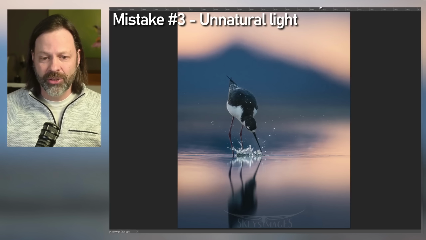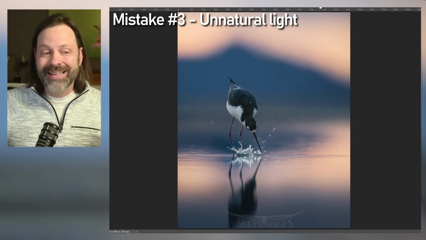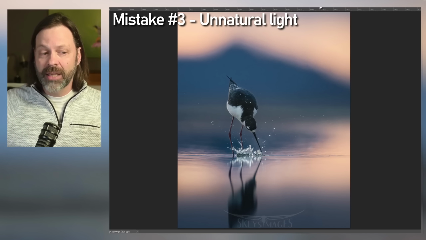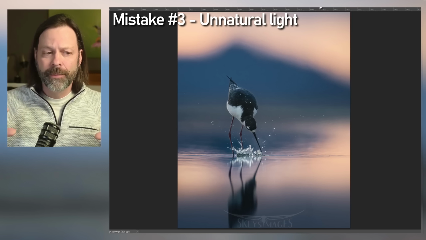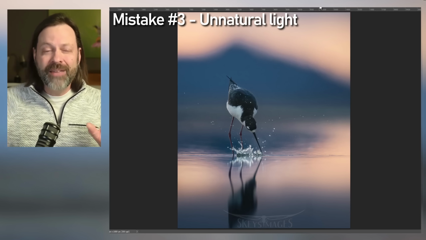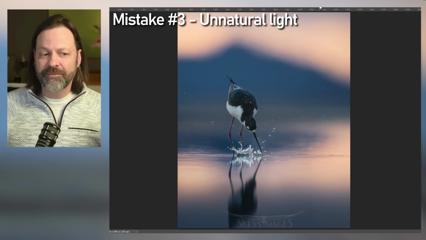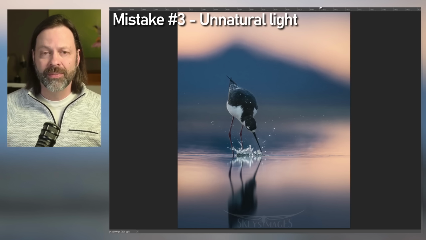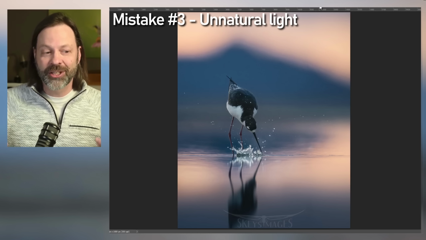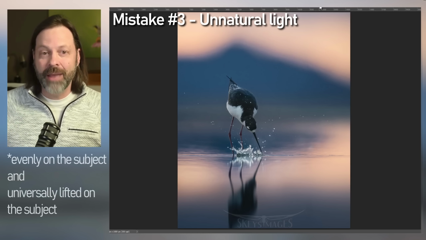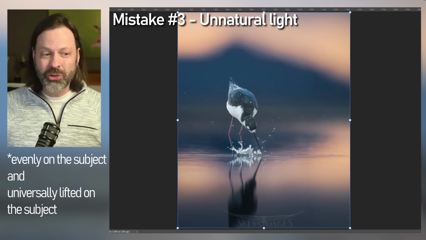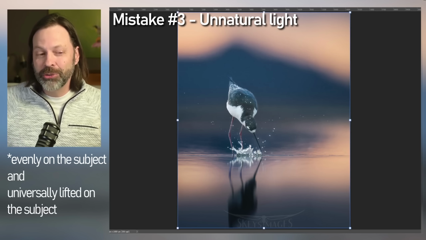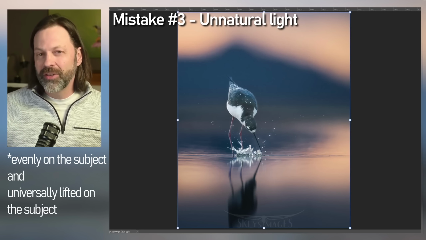So I'm going to show you another image over here, and this is a black-necked stilt. You can see the light is coming from behind the bird, and that results in some shadows there. The shadows on the bird may feel a little flat, but that's the effect that natural light will give you. The temptation is then to lift the exposure evenly and make it stand out even more so we can see the subject. And when we do that, and we lift the exposure universally, it starts to feel a little fake.